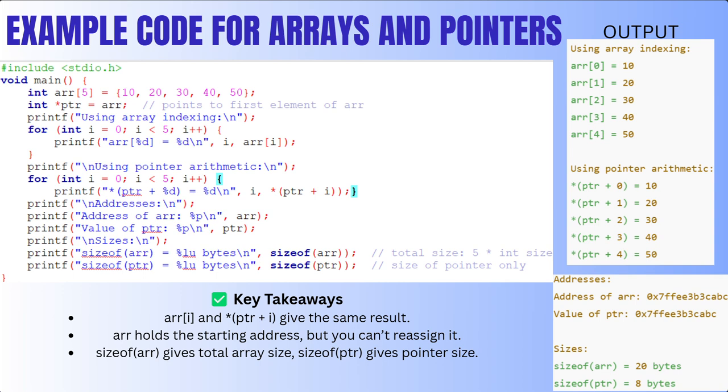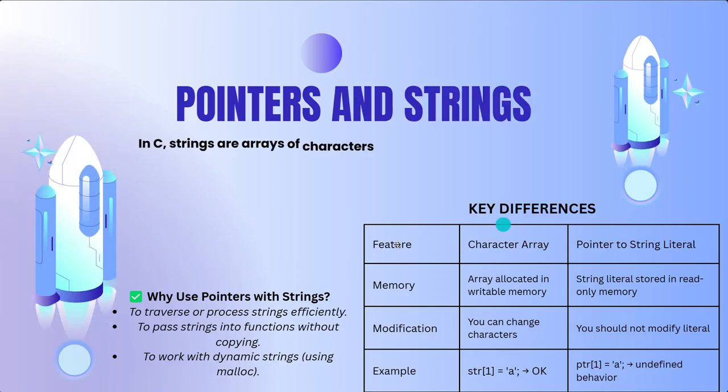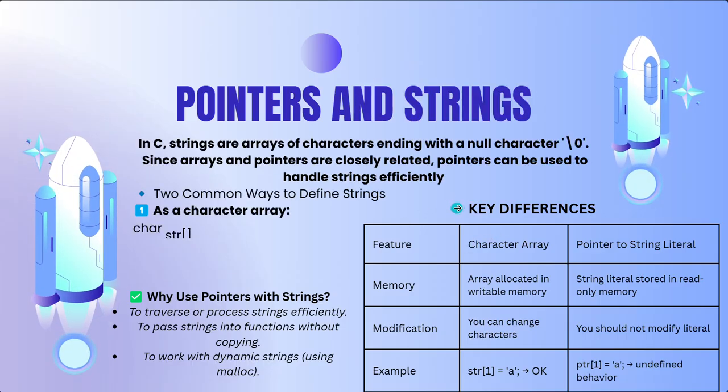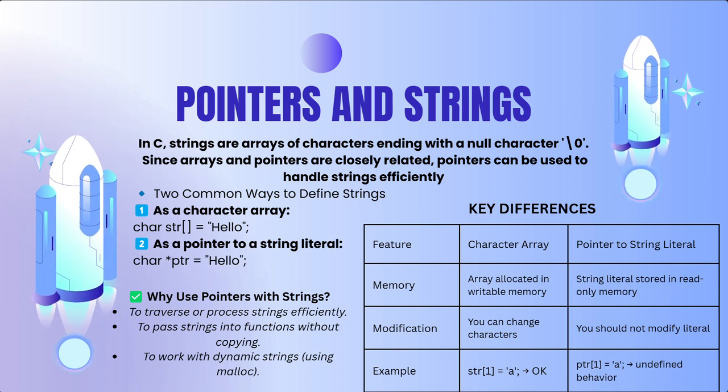Okay, moving on, we have pointers and strings. In C, strings are arrays of characters ending with a null terminator. Since arrays and pointers are closely related, pointers can be used to handle strings efficiently. Two common ways to define strings are as a character array and as a pointer to a string literal. Char str equals hello, this we understood, and now this is char pointer PTR equals hello.